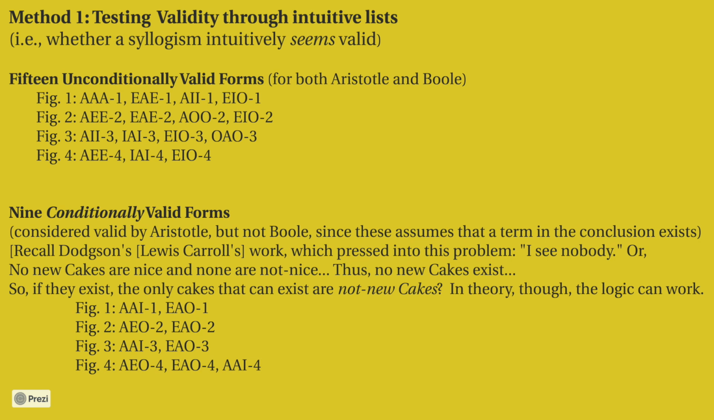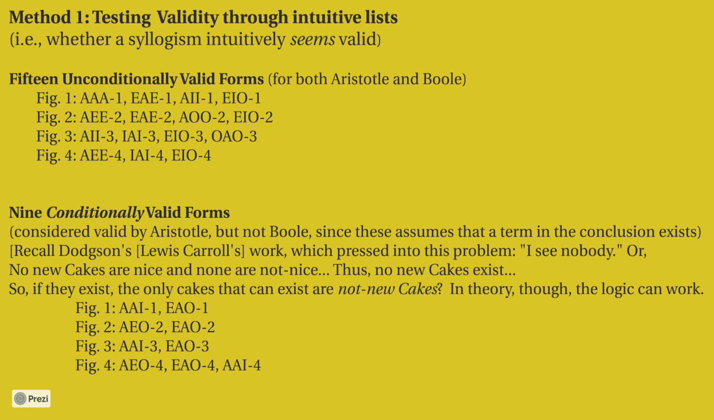Recall how Lewis Carroll, writing in this time period, was similarly interested in linguistic problems such as saying, I see nobody, or the phrase, no new cakes are nice and none are not nice. Thus, no new cakes exist. So if they exist, the only cakes that can exist are not new cakes. In theory, the logic can work. But since it is not really possible for a not new cake to exist, if it is the case that no new cakes can exist, then we can make an argument and something might follow logically.